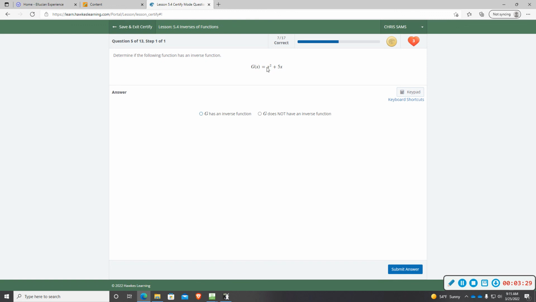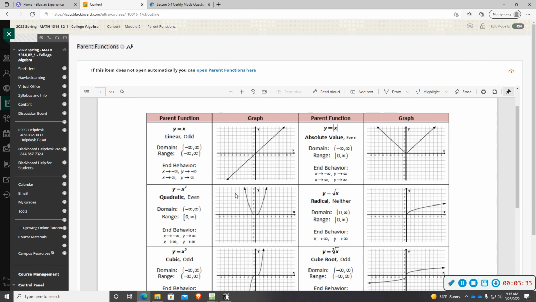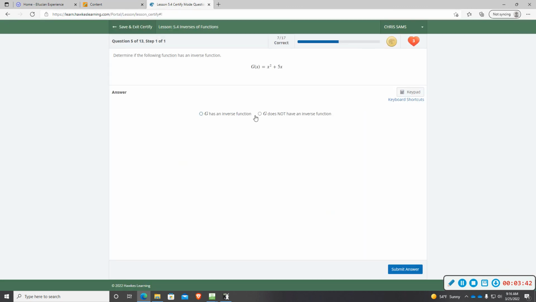Does this one have an inverse? So look, the biggest power is x squared. All right, x squared is the parabola that we just talked about. So this function is not 1-to-1. Therefore, we say it does not have an inverse.